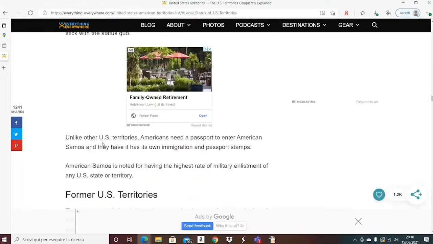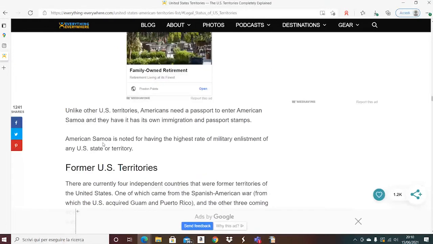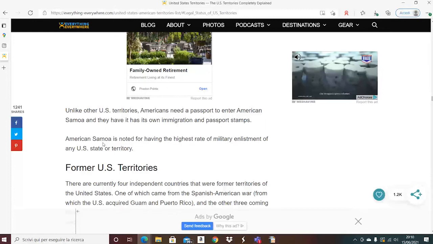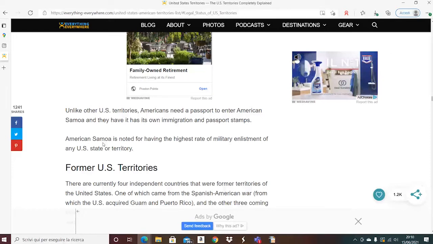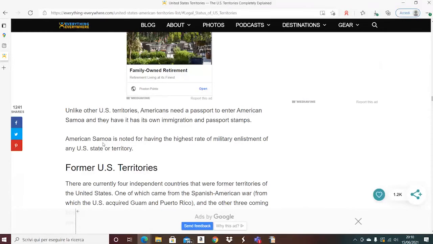Unlike other US territories, Americans need a passport to enter American Samoa, and it has its own immigration and passport stamps. American Samoa is noted for having the highest rate of military enlistment of any US state or territory.